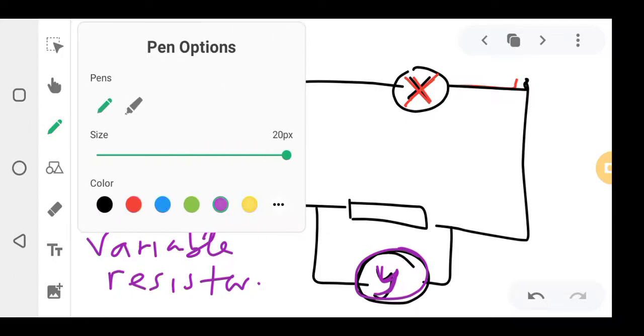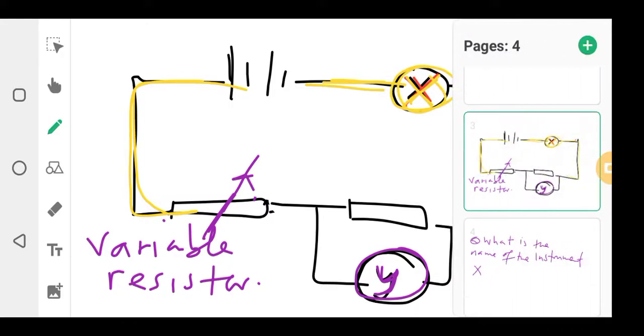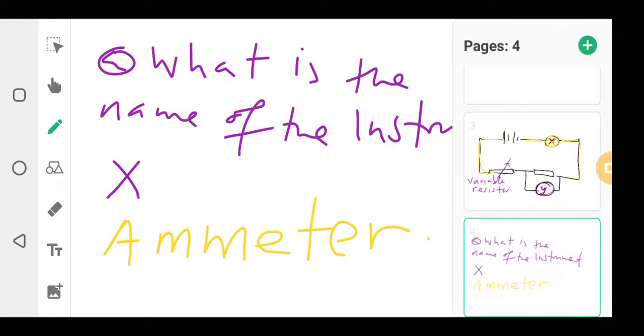You remember what X is? Since it's in series connection, this X here, I told you it's the ammeter, because the ammeter is always in series connection. Anywhere here, where it lies, it's called the ammeter. So the instrument is called ammeter, and it is used to measure current. Okay, that's the instrument.